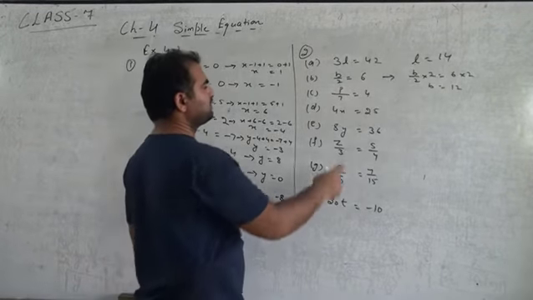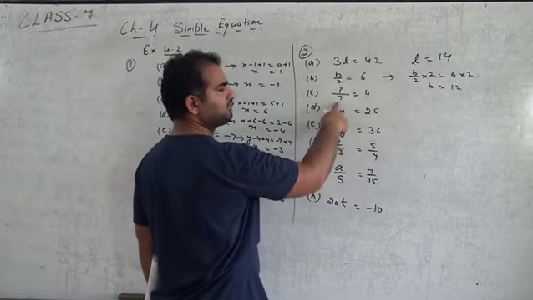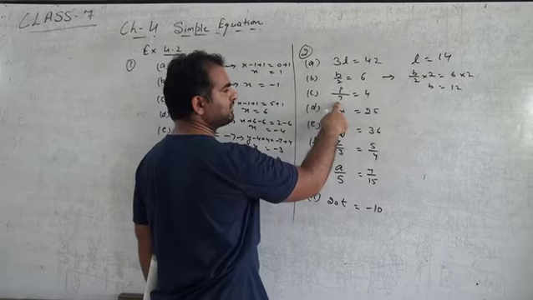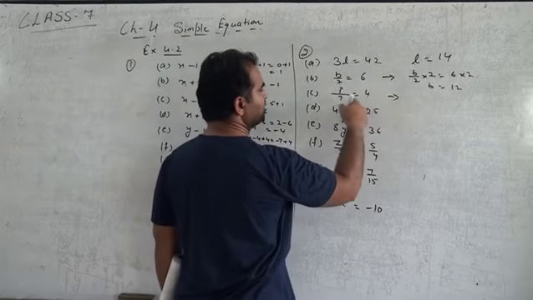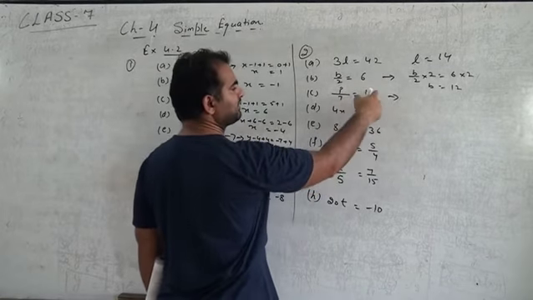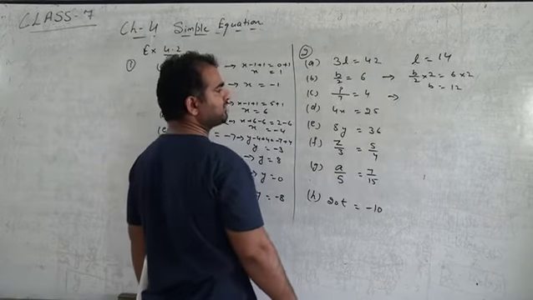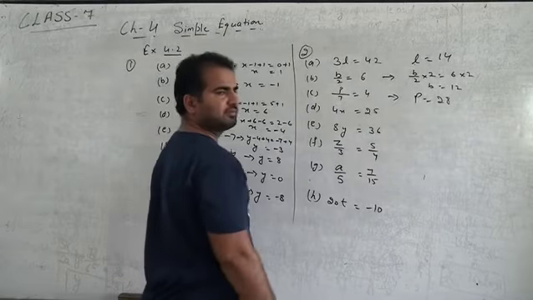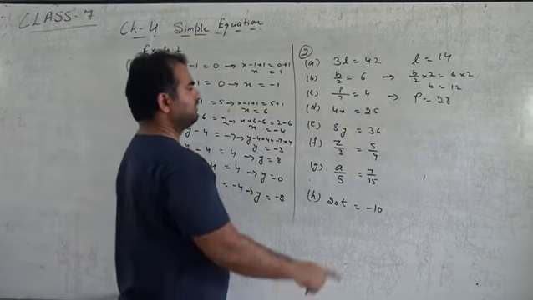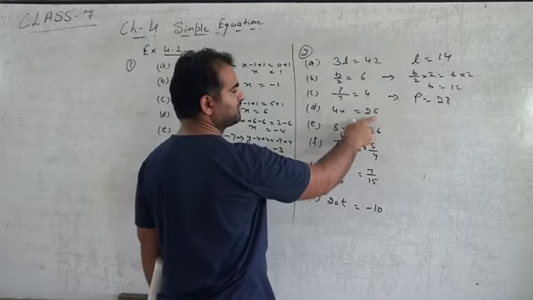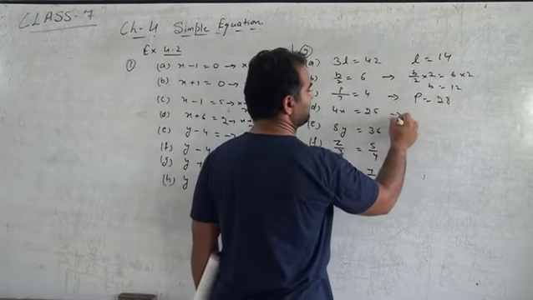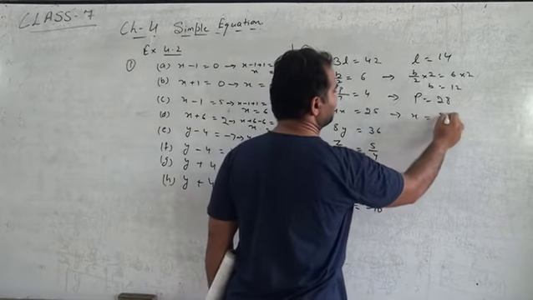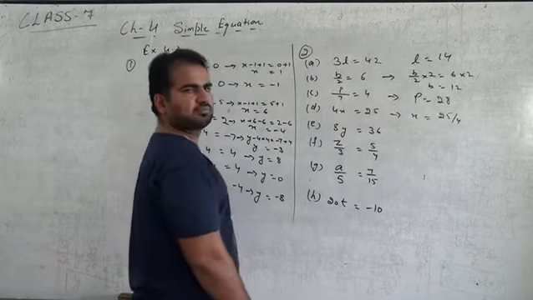Okay. So in this question what we have to do is we have to multiply it by 7. So it will be 7 and 7 will be cancelled. But on the right hand side 7 into 4 will be 28. So p equals to 28. Okay. We have to divide it by 4. So it will also be divided. So value of x will be 25 by 4.